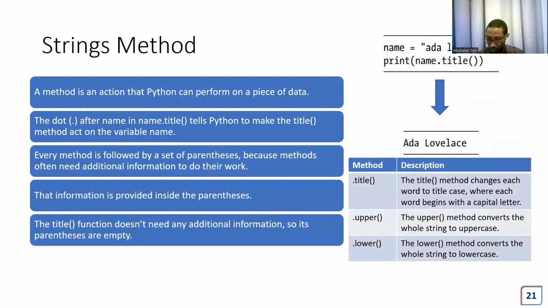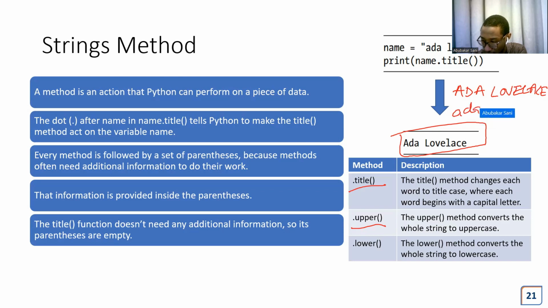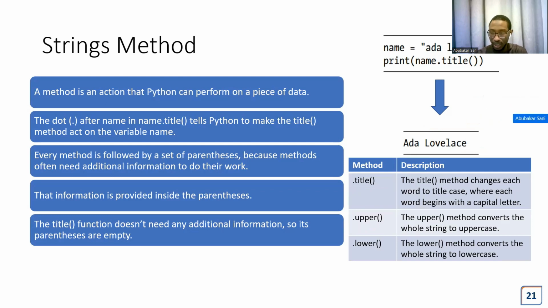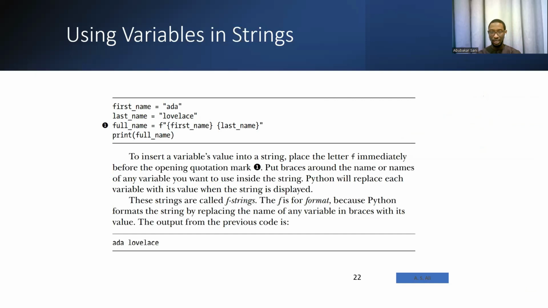Okay, so these are some methods here. You have title. You can see this is what the title does. Okay, you have dot upper. So if you have dot upper, it will make everything in uppercase. So it will become Ada Lovelace, everything in uppercase. You have dot lower. So let's say this Ada Lovelace comes in uppercase and we want to make it all in lowercase. Then we do the name dot lower and it will become Ada Lovelace, all in lowercase. So these are some of the string methods.